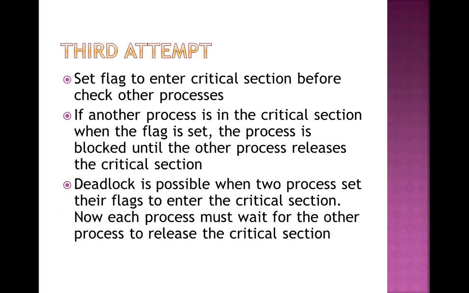Now, the third attempt is to set the flag to enter the critical section. So the first attempt is don't go to the critical section; the next attempt is set the flag. That flag will be maintained. So set the critical flag before checking the other processes. If another process is in the critical section when the flag is set, the process is blocked until the other process releases the critical section. And this is one of the important concepts, how different processes can execute in their critical sections.